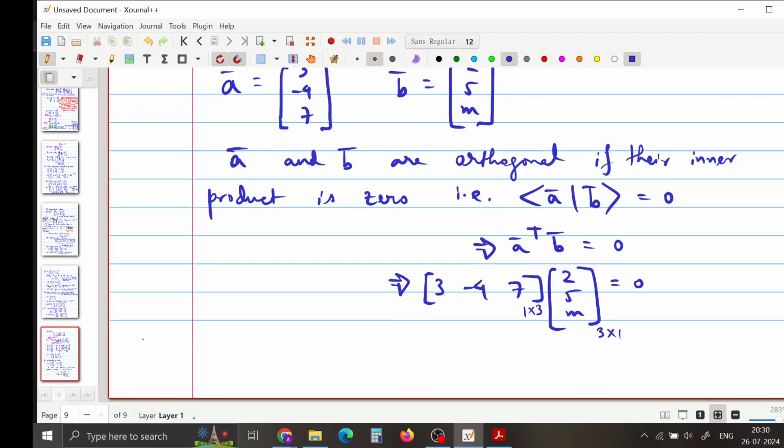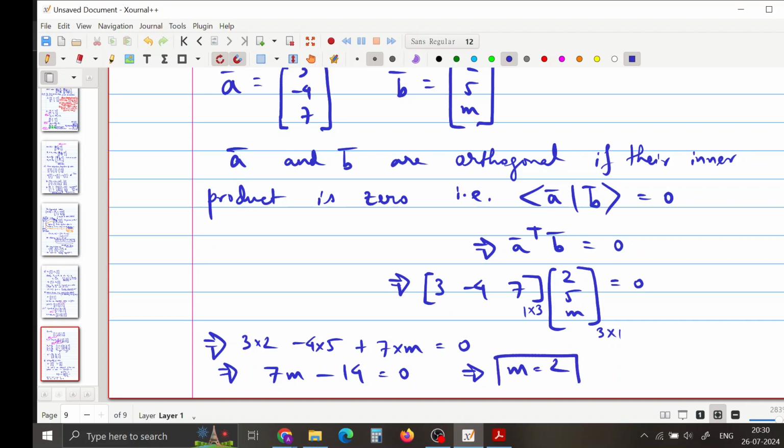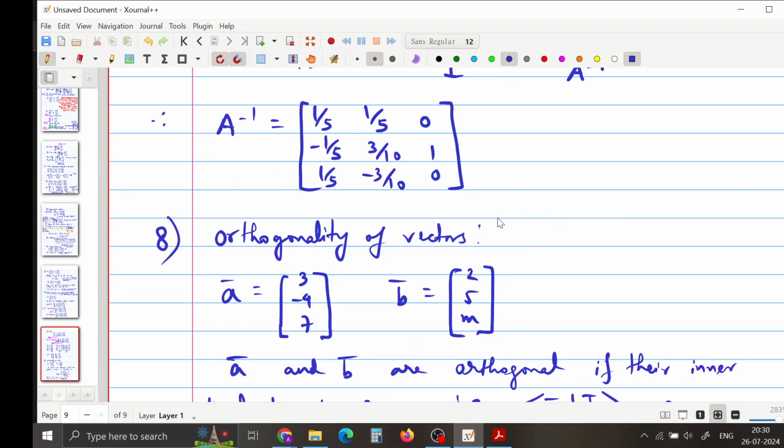So I'm writing here only. So 3 into 1 minus 4 into 5 plus 7 into m equal to 0. This is 7m minus 14 equal to 0, or m equals 2. This is the value of m for which the vectors a and b are orthogonal.